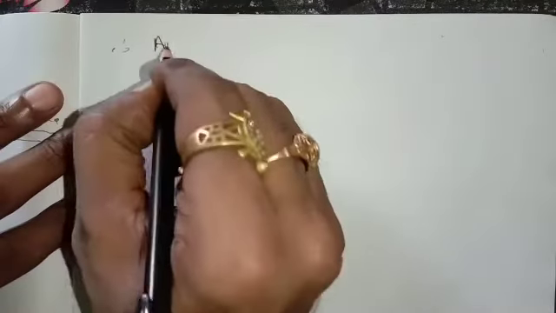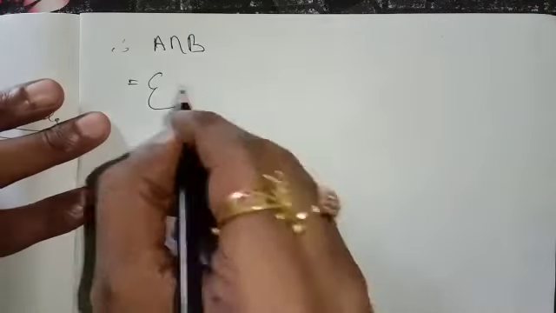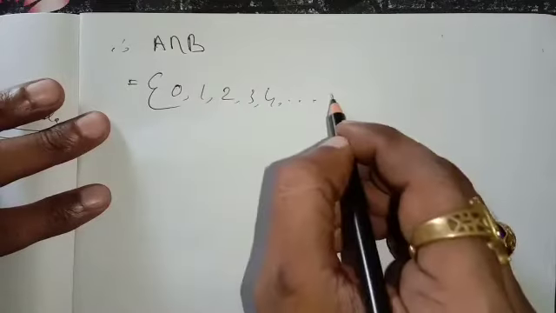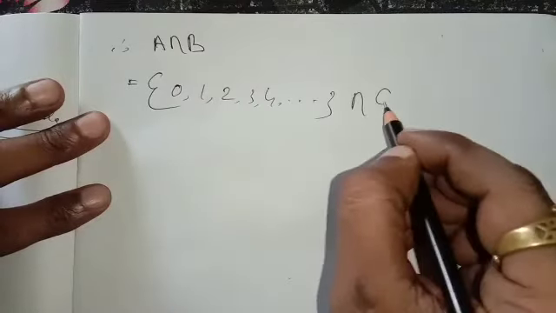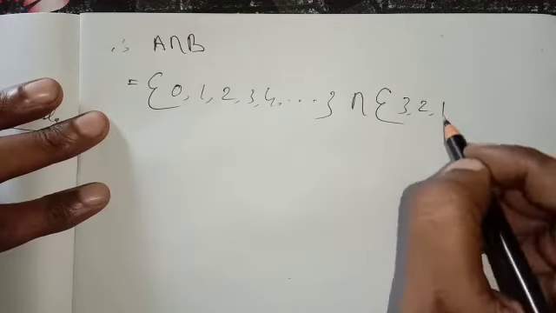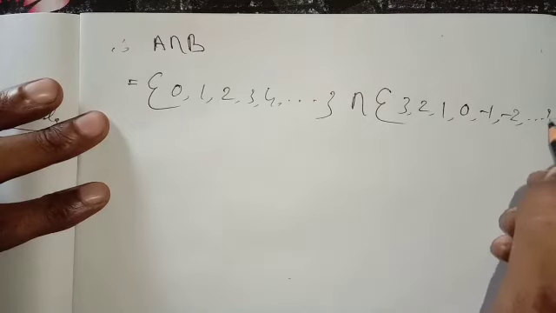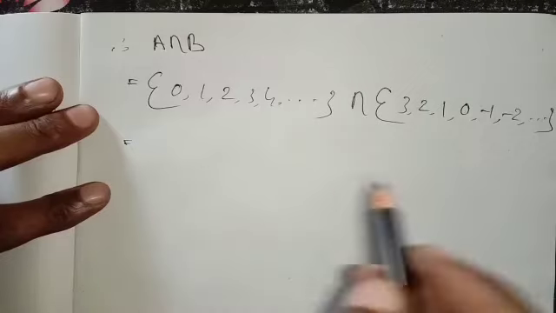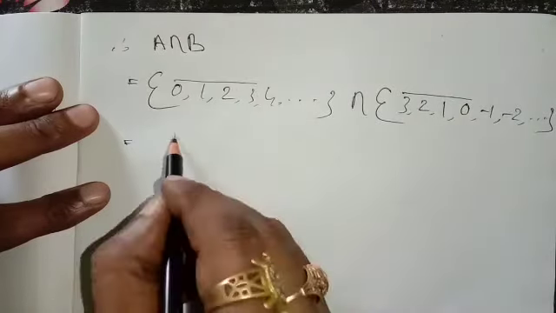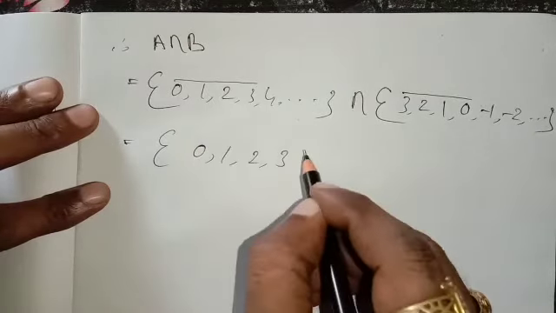Therefore A intersection B. A set you got how much? That is 0, 1, 2, 3, 4, up to infinity, and B set you got 3, 2, 1, 0, minus 1, minus 2, up to minus infinity. So what are the common parts? The common part is 0, 1, 2, 3. So intersection means common element: 0, 1, 2, 3.